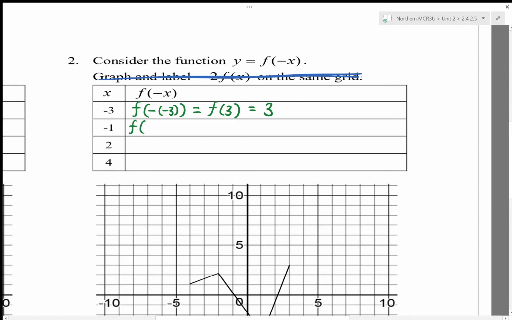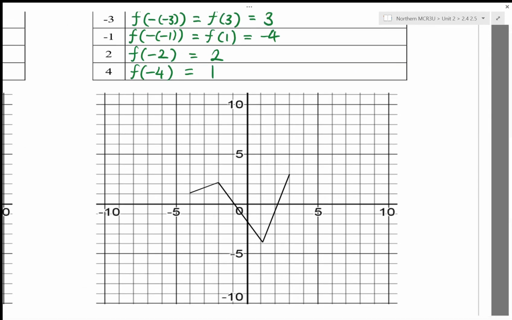Now, what if it was at negative 1? Then f of negative 1 gives me f of positive 1, which gives me negative 4. Same thing, it's going to be f of negative 2 now, since x is 2, but we have negative x, so it is f of negative 2, which gives me positive 2. Lastly, f of negative x, where x is positive 4, so it should be f of negative 4, which according to our original graph is 1. So let's actually plot the graph and see how it looks.